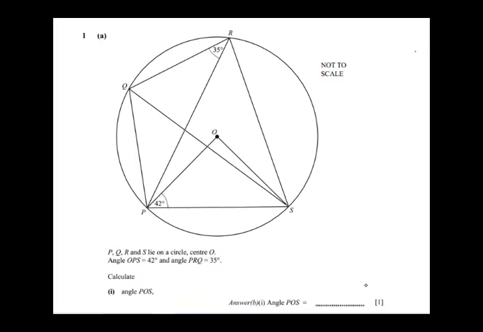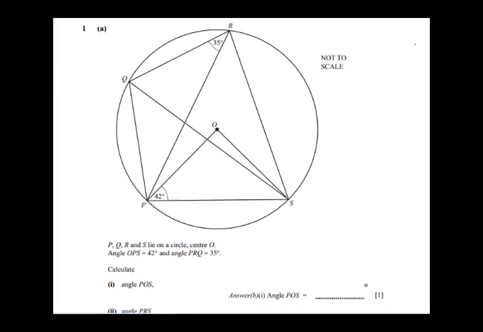So now that the theorem is clear to us, we can start with the solution. The first question: we are to find angle POS. This is the angle we are looking for, in red. Angle POS. Now, it's not that hard.